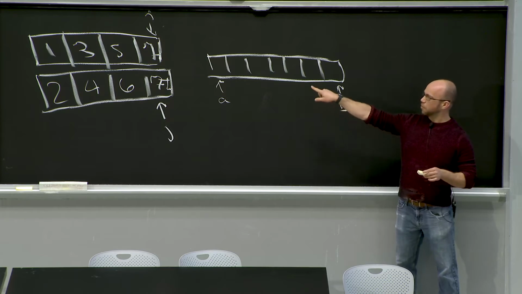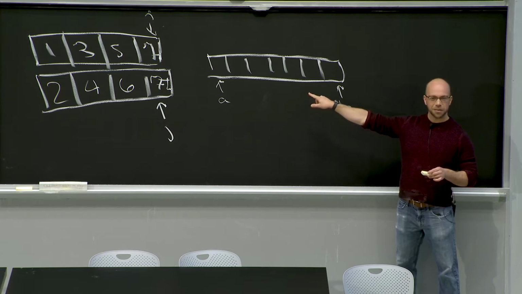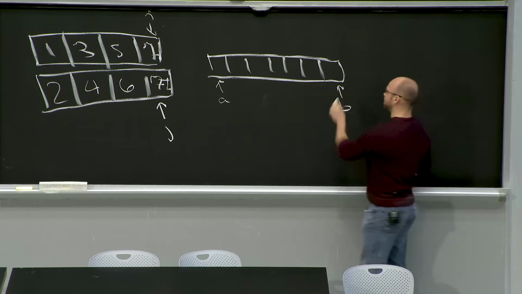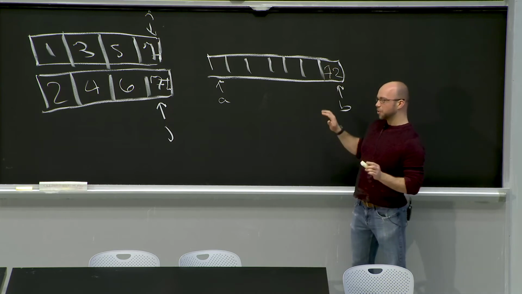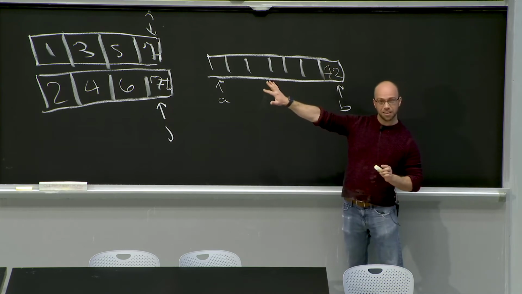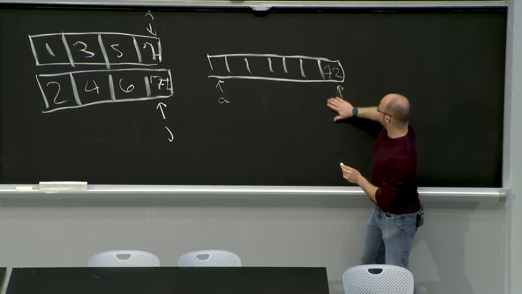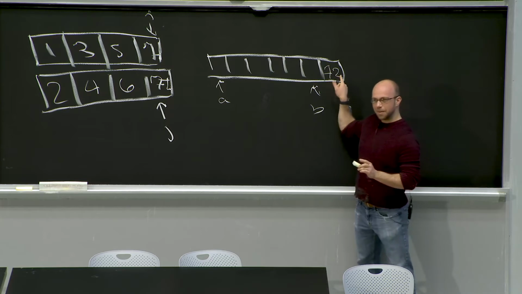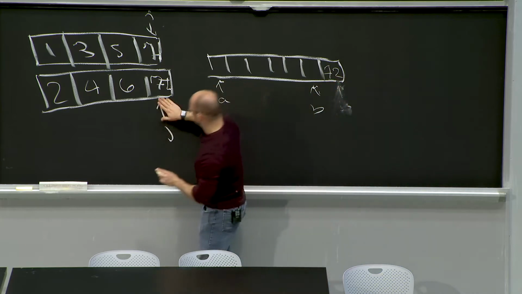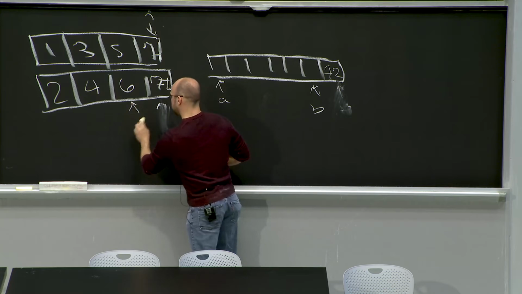From my 2 arrays, I have 1, 3, 5, 7, 2, 4, 6, 72. 72, yeah? Great. So now what am I going to do? I'm just going to call the merge function, but I'm going to decrement B, because now I'm happy with that last element. And in addition to that, I'm going to decrement J, because I already used it up.